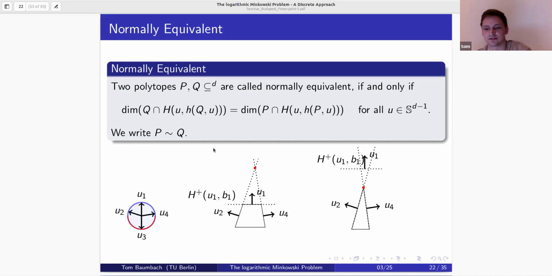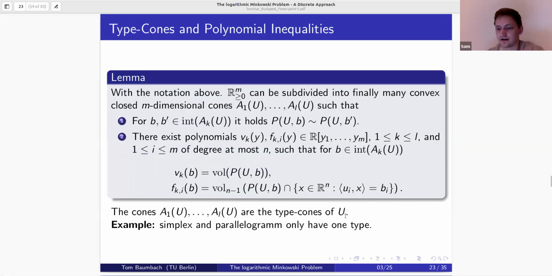And for a better understanding of this concept, let's look again at the outer unit normal vectors of a trapezoid. So we have two possible types, more or less. In the middle, we see a trapezoid. So U1, U2, U3, and U4 all define a facet of this two-dimensional polytope. And on the right-hand side, we have a triangle. We see that U2, U3, and U4 define a facet, but U1 does not. And that's why these two polytopes are not normally equivalent. And now our goal is to look at normally equivalent classes and then define some polynomial equations in order to get these volumes. And for that we need the following lemma.